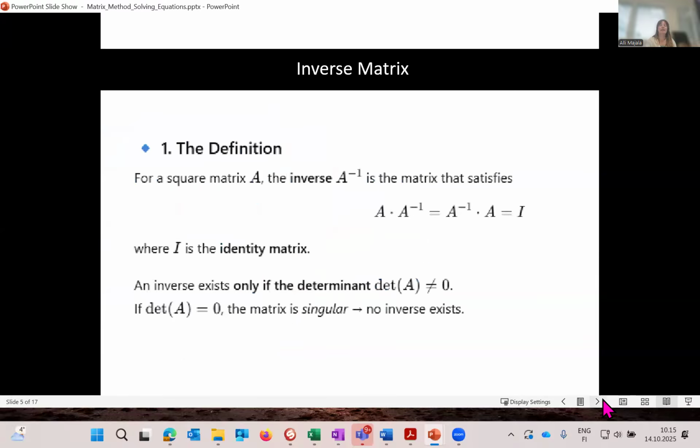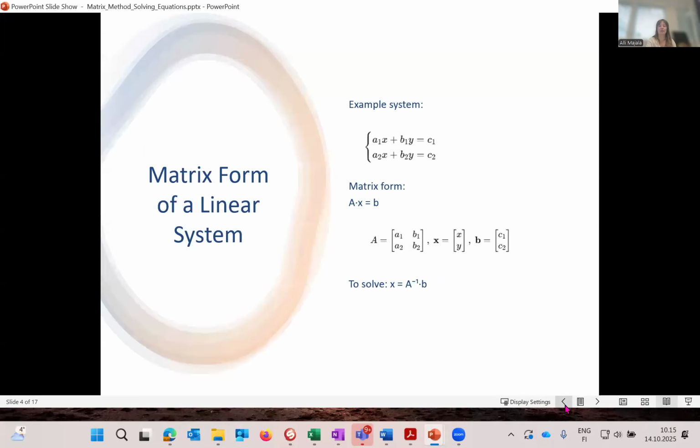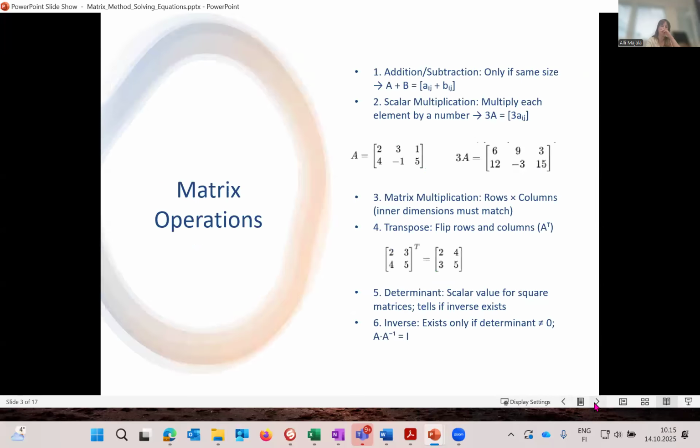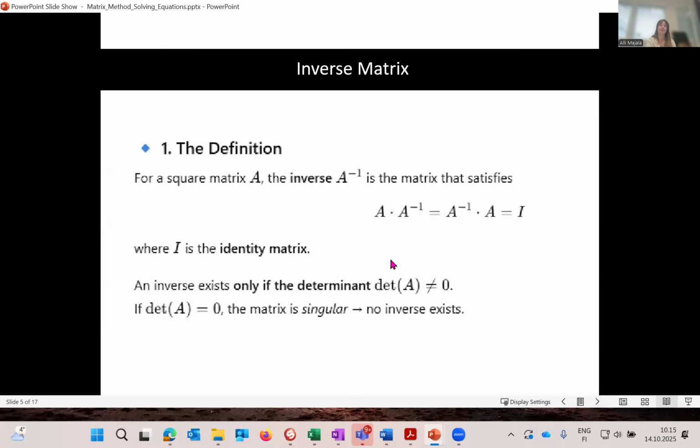Okay, yeah, a bit more theory about the inverse matrix. You need to have a square matrix. So you have both the rows, what were they called? It's a bit like rows and columns, the same number of rows and columns. Column.